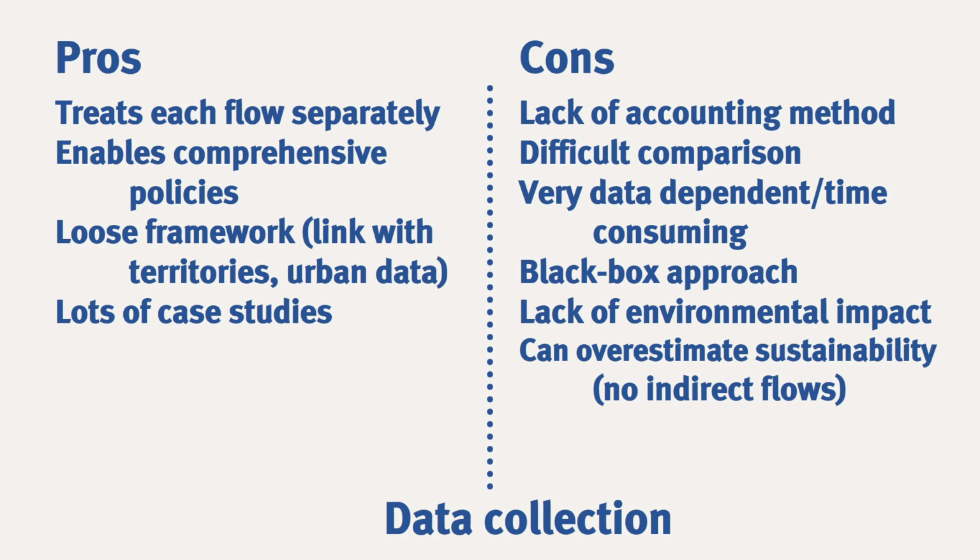The fourth point is that generally it is criticized as being a black box approach. In other terms, we know what flows enter and exit the city, but we don't have any idea of what causes them. The fifth point is that while this methodology accounts flows that enter and exit, their environmental impact is not measured. For example, 1 ton of imported water does not have the same impact on the environment as 1 ton of imported metals.